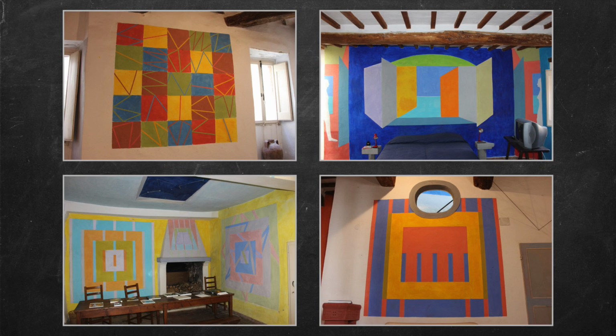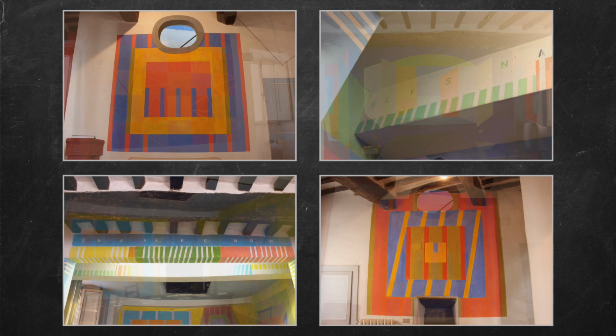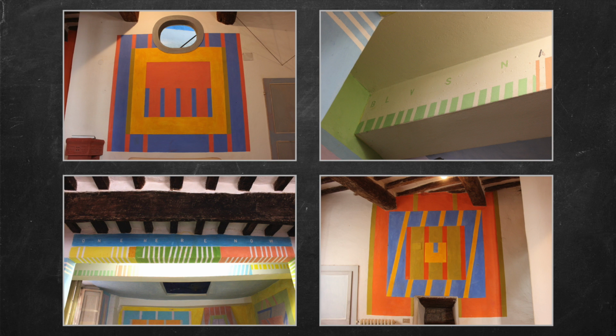When you walk into the home, the vibrant colors immediately stand out. There are different types of paintings and lines on practically every wall of the home. It was these painted lines that really interested me. It turns out that these lines are actually an ancient Irish alphabet called Ogham.